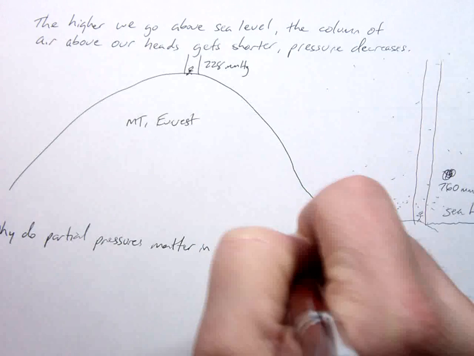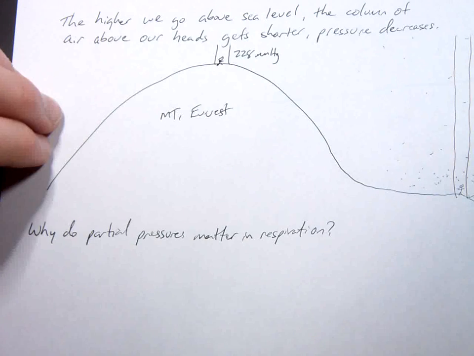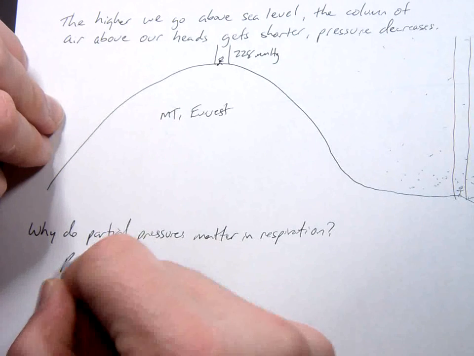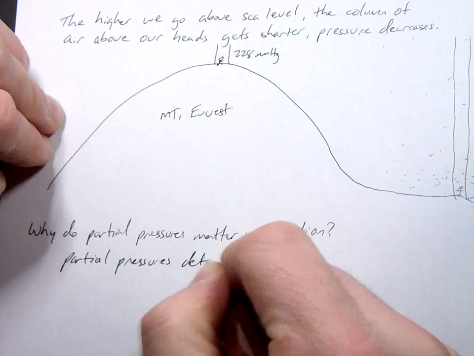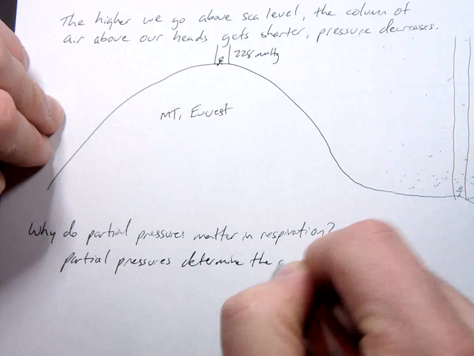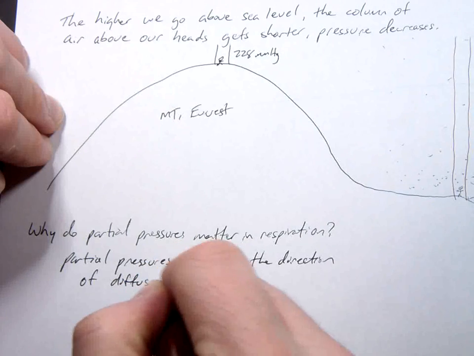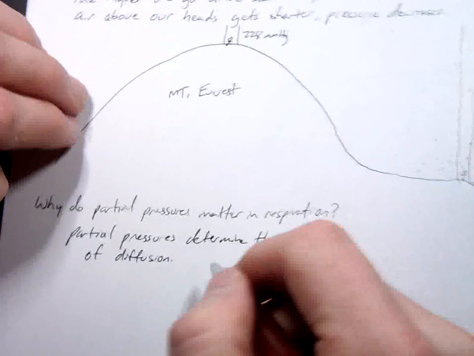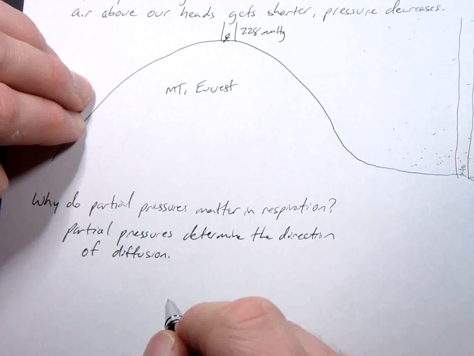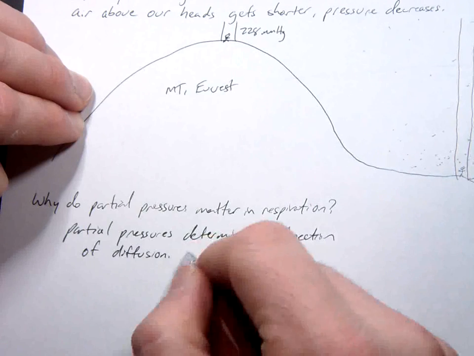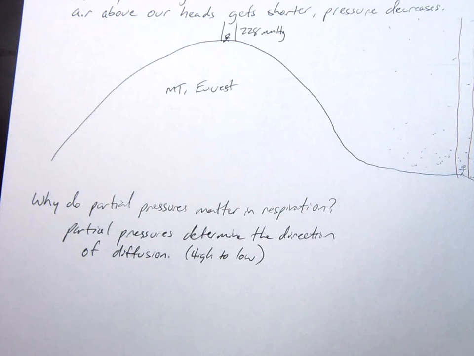Why did I spend so much time talking about partial pressures? What's the deal with that? Answer: partial pressures determine the direction of diffusion. Diffusion: particles move from areas of blank to blank. What are the blanks? High to low concentration. Moving from areas of high concentration to low concentration.